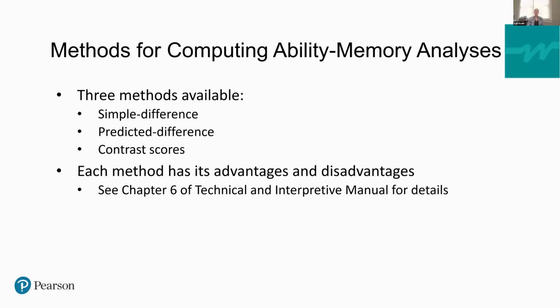WAIS 5 and WMS 5 together provide you with the ability to do an ability memory analysis using one of three methods: the simple difference method, the predicted difference method, and contrast scaled scores. I won't go into statistical detail about how they're calculated, but again, refer you to Chapter 6 and the record form.